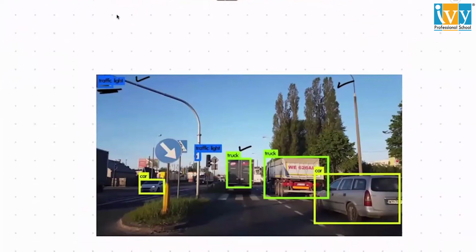Then the second part is to recognize what object is there. Like if I see a truck, whether this truck belongs to Tata, whether this truck is from Mercedes, whether this is Ashok Leyland. So which company's truck is it? If I detect a car, is it a Tesla or is it a Maruti or is it a Ford? What type of car is it? This is called recognition.